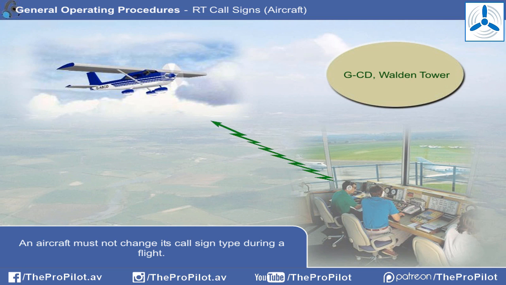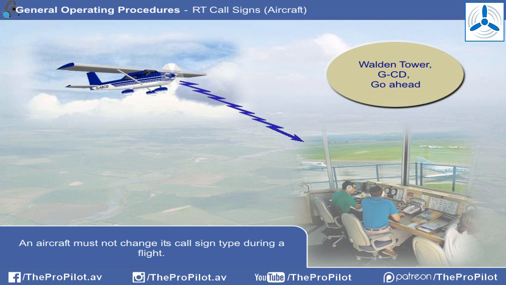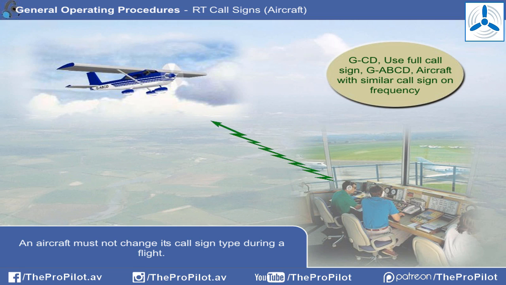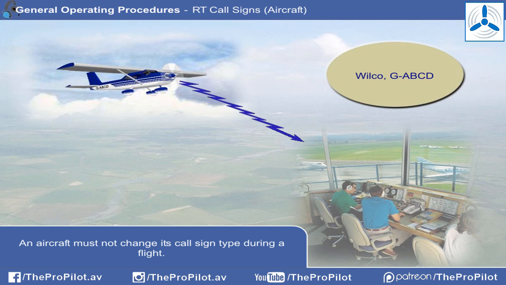Golf Charlie Delta, Walden Tower. Walden Tower, Golf Charlie Delta, go ahead. Golf Charlie Delta. Use full call sign. Golf Alpha Bravo Charlie Delta. Aircraft with similar call sign and frequency. Wilco, Golf Alpha Bravo Charlie Delta.